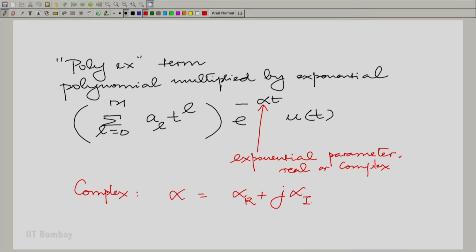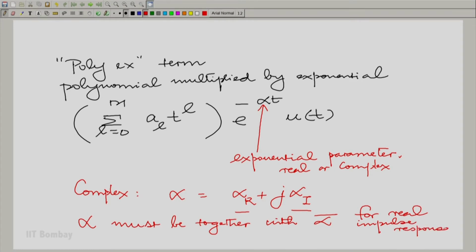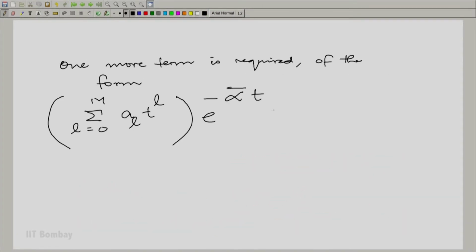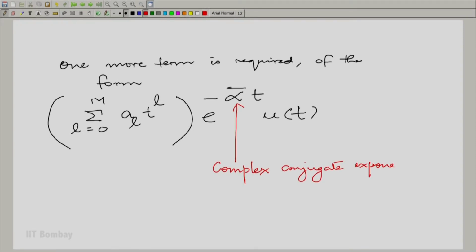Now, the alpha_r part is all right, but the alpha_I part would give you a complex part in the expression. So, if the overall impulse response is real, this is just one of the terms, remember. If the overall impulse response is real, then alpha must come together with alpha complex conjugate. So, in other words, if you have one term of this form, you must have another term of the form which I am going to write now. Essentially what we are saying is the complex conjugate exponential parameter is also needed.